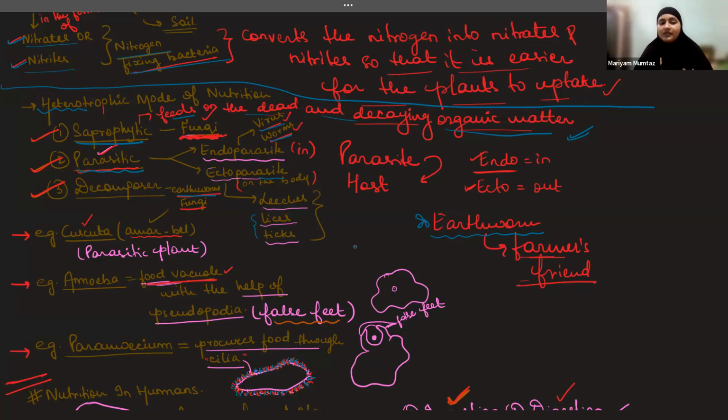You must remember that the earthworm is most commonly known as the farmer's friend, because the earthworm is present in the soil and feeds on dead and decaying organic matter. It makes the nutrients available in the soil, because of which the crops that are growing will be very good. So that is why the earthworm, being a decomposer, is most commonly known as the farmer's friend.